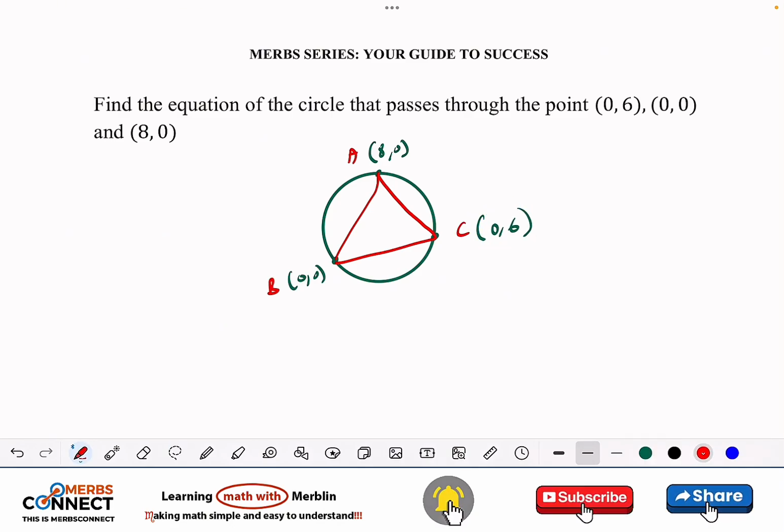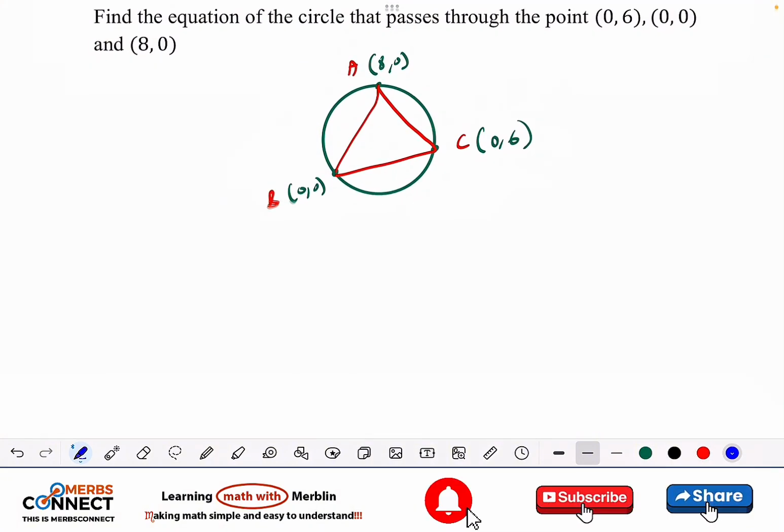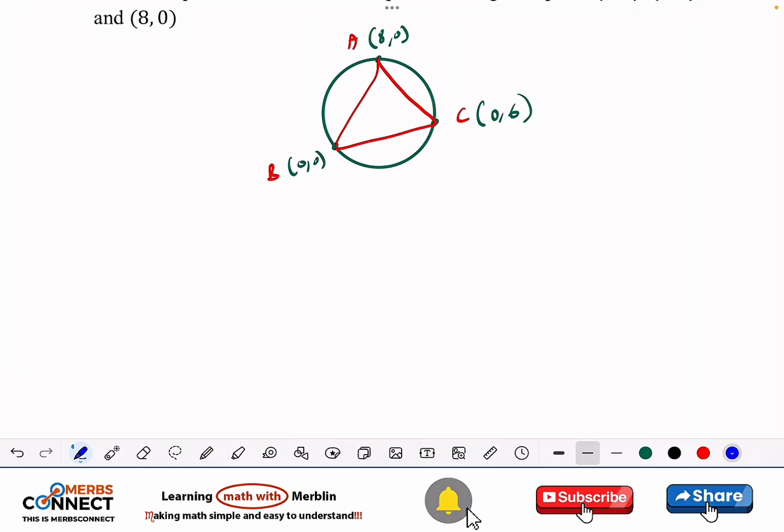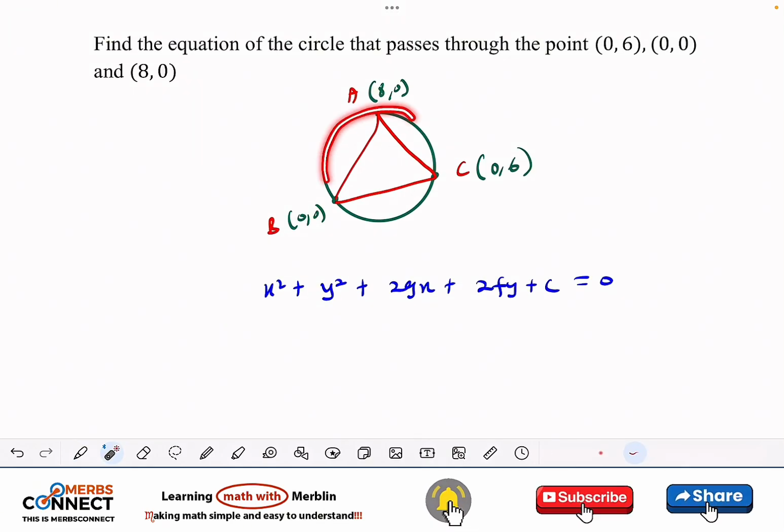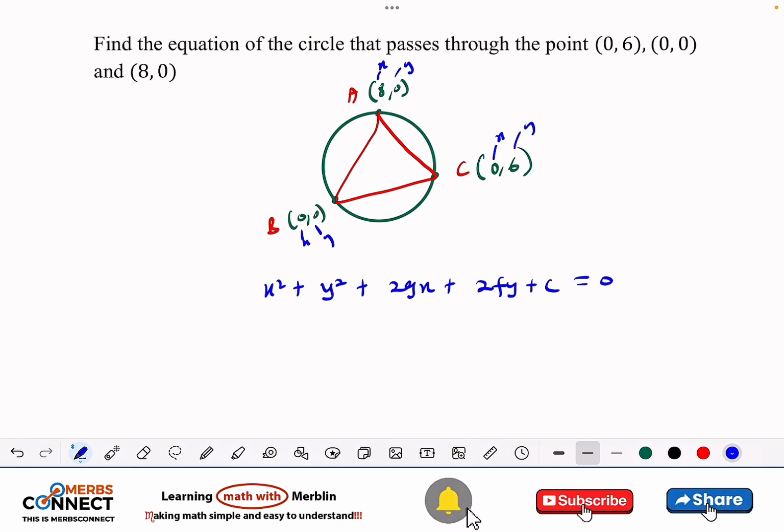So anytime I have 3 points on the circle, as we said, the first thing that you need is the general equation of the circle. So what's the general equation? x squared plus y squared plus 2gx plus 2fy plus c is equal to 0. Since this is the circle, and they intercept at this point, this point, this point, we just need to plug them in. So this is x, this is y for A, and this is x, this is y for C, and this is x, this is y for B.